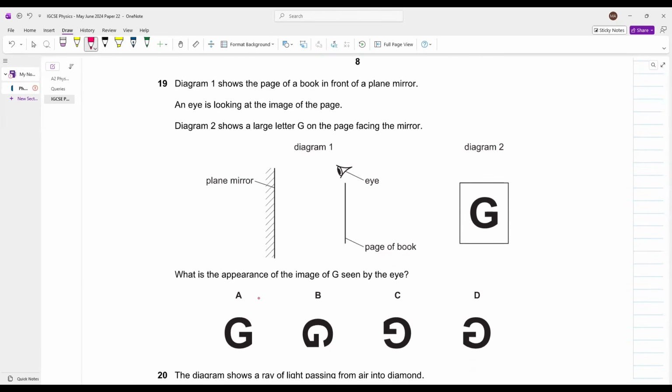Diagram 1 shows the page of a book in front of a plane mirror. An eye is looking at the image of the page. Diagram 2 shows a large letter G on the page facing the mirror. Okay, so the letter G is written on your page like this.